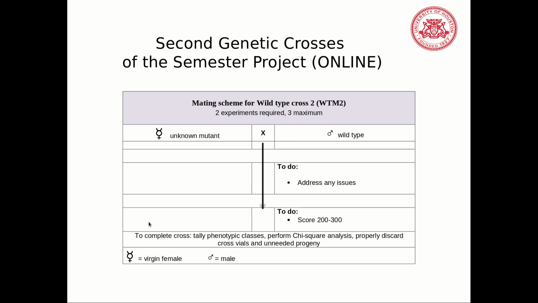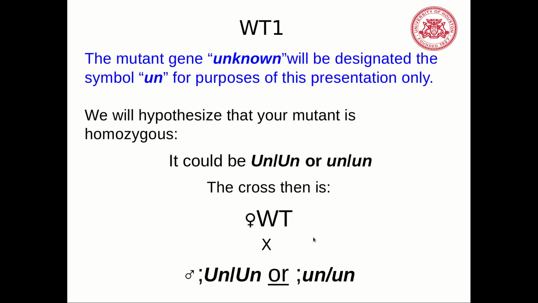So you have an unknown mutant and a wild type, and here you would find out the nature of that unknown mutant. We're going to use something called a chi-square to see if changes in these ratios are statistically significant. That'll be something we do quite a bit of later on. Now, the unknown mutant gene is designated UN for purposes of this presentation. UN is not a real mutation. This is just what we use to designate that we're not sure, and it could be capitalized or not capitalized, which indicates dominant and recessive.